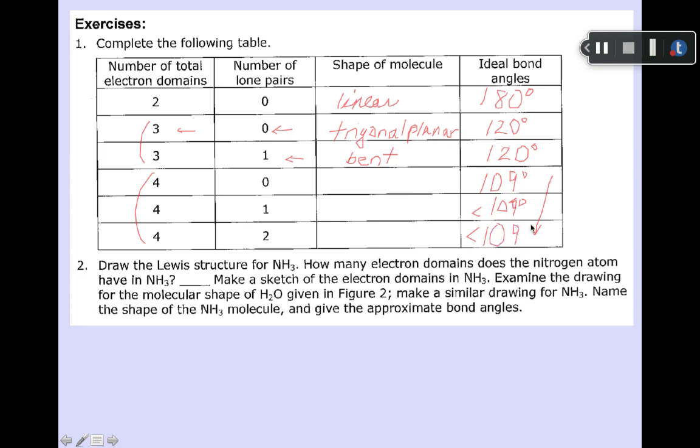Now, the molecular shape with those ideal bond angles of 109 when there are four electron domains and no lone pairs is described as, new word of the day, tetrahedral. When you have four electron domains and one of those is a lone pair, it no longer appears as a tetrahedral shape, but instead, if you go back to the previous page in figure 2, you get what's called the trigonal, but no longer planar, trigonal pyramid shape.